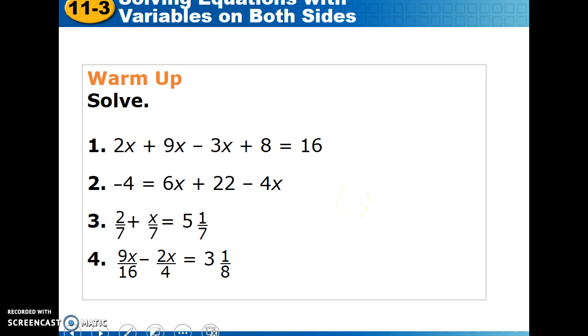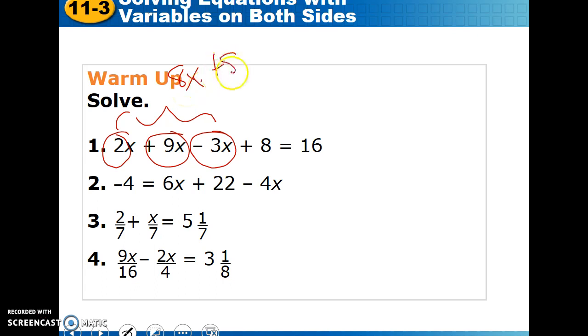Okay, now that you've done them, the first one should have looked something like this, combining like terms, combining 2x, positive 9x, and negative 3x to be 8x plus 8 equals 16. So solve like normal, subtract 8 from both sides, 8x equals 8, divide, and x, you should have gotten 1.